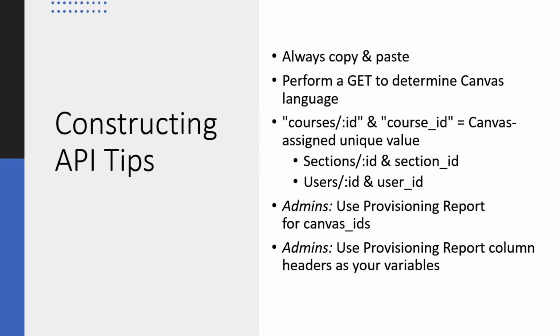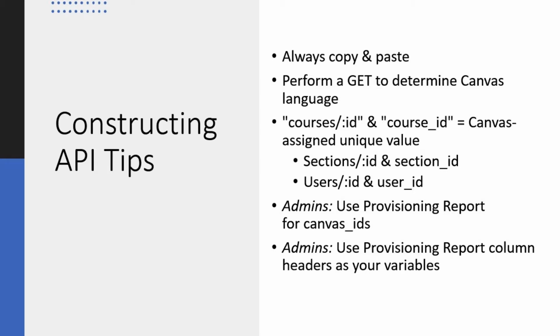Next, we may need to perform a get call, which means to get information out of Canvas so that we can understand the language of the API call. Remember that the team that made the user interface is different than the team that worked on the API call, so they use different values. And sometimes we need to figure out what they mean.